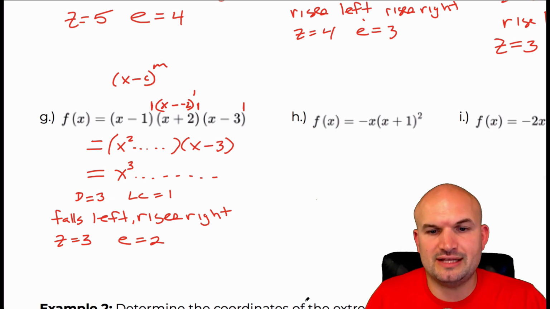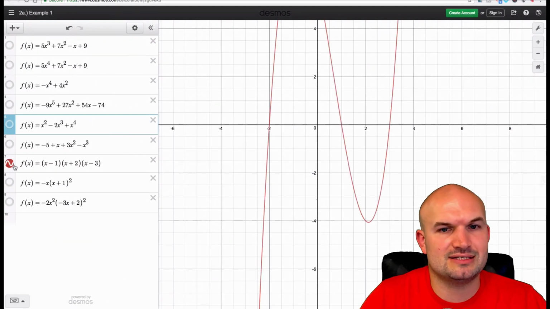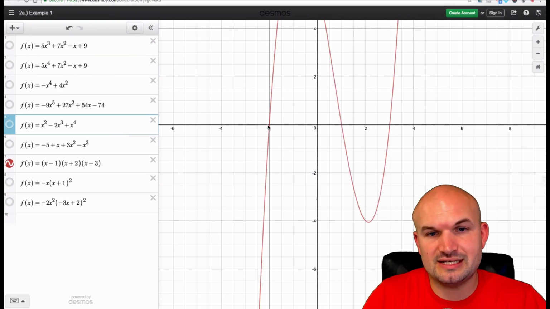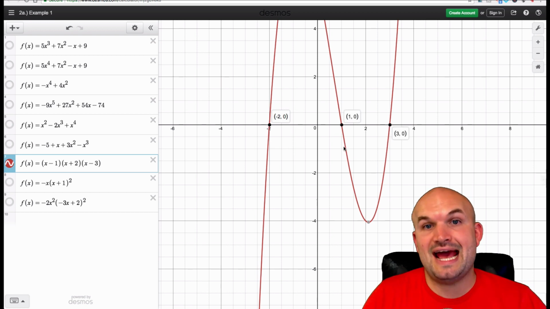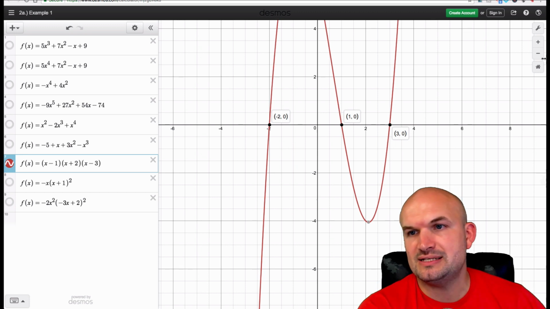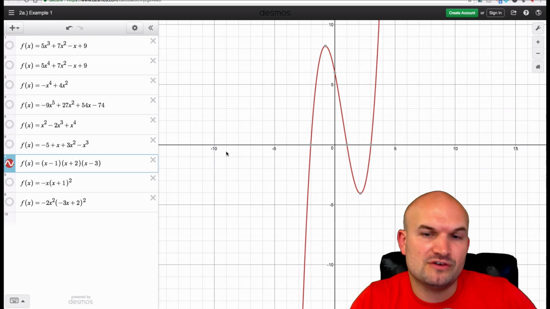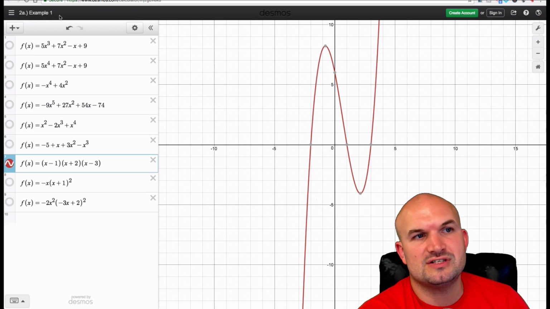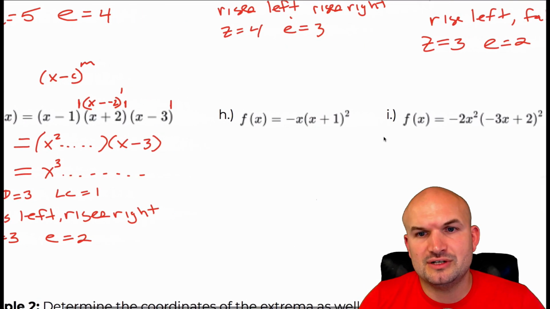So let's go and take a look at the graph here and just double check to make sure that that is correct. Yes, we can see that we have a 0 at negative 2, at 1, and at 3, right? And if we zoom out here a little bit, we can also see that there are 2 turning points, which we discussed, which would be the true case, and also our end behavior falls left and then also rises right. Okay, now let's go and look at this next example.